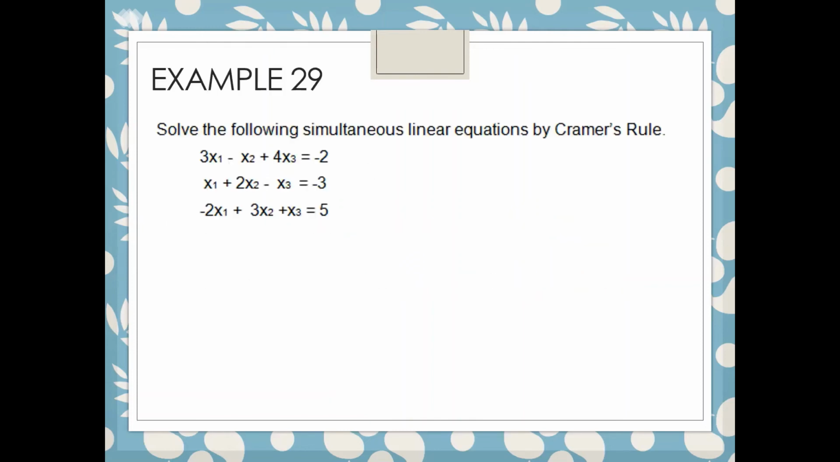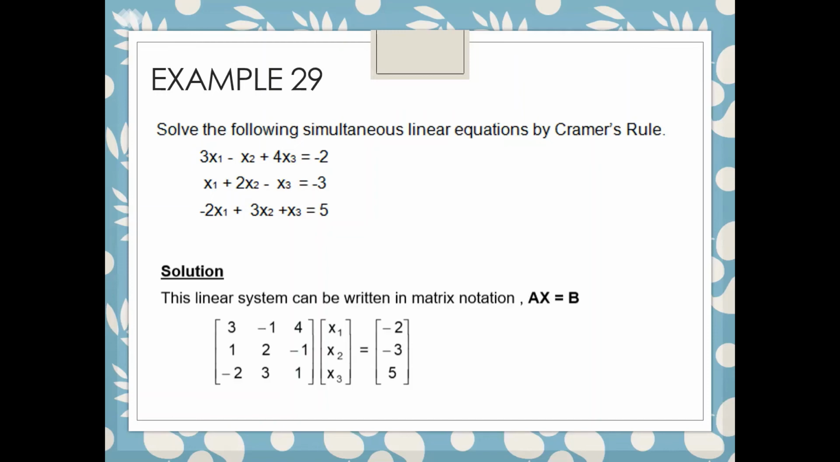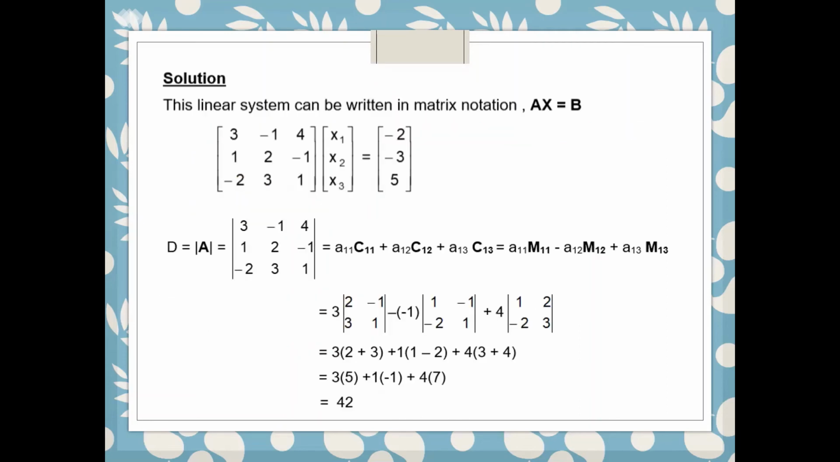Refer to example 29. You need to solve the following system of linear equations using Cramer's rule method. To solve, first represent the system in matrix notation AX equal to B. See that matrix A is a square matrix of order 3. Let D be the determinant of matrix A, which can be obtained using cofactor expansion or minor expansion along the first row, which is A11 M11 minus A12 M12 plus A13 M13. You will obtain 42 as the answer. As the determinant is not equal to 0, the system is consistent and has unique solution.